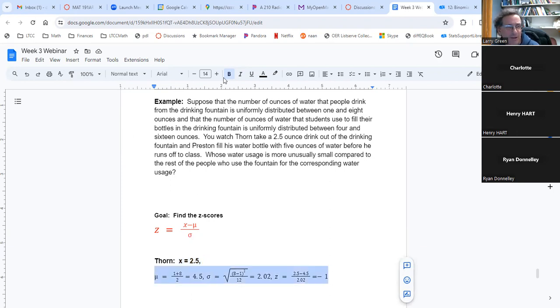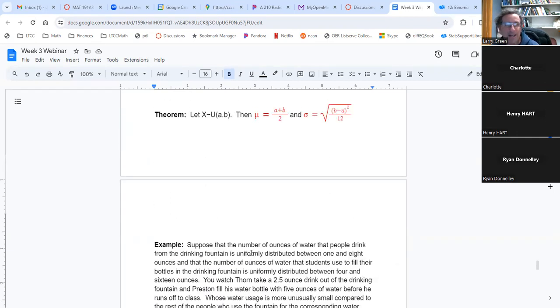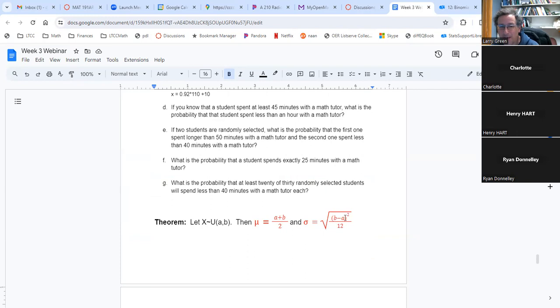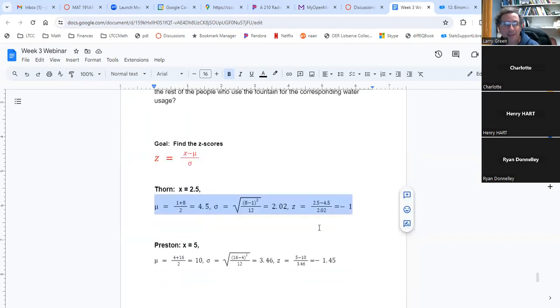Maybe I'm going to make this bigger so you can see it better. Any questions on finding the mean? 1 plus 8 is 9. 9 divided by 2 is 4.5. For the standard deviation, we have to use the formula. That was this messy thing, square root of (b minus a) squared over 12. That's square root of (8 minus 1) squared over 12. And this is where you put it in your calculator, and I got about 2.02.